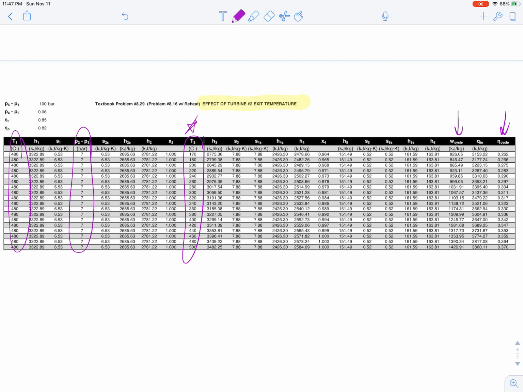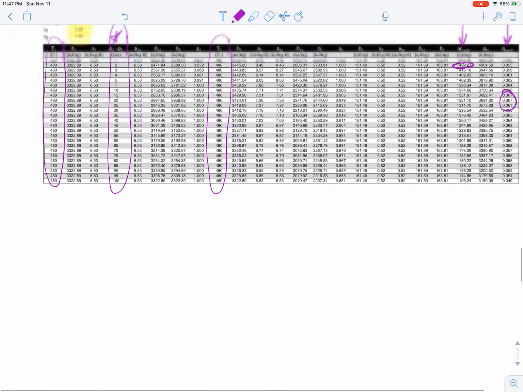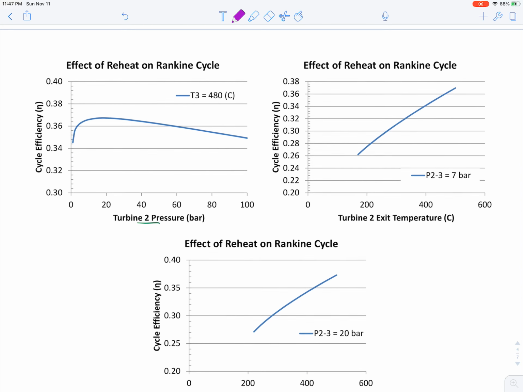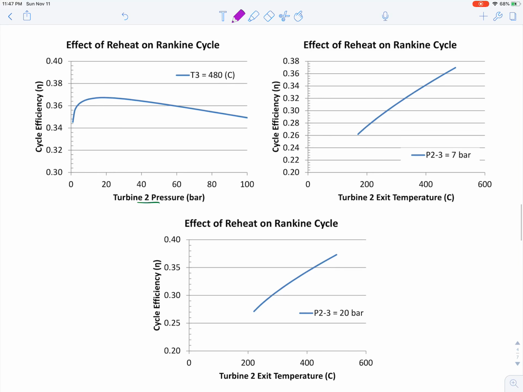Now tables are fine. Sometimes charts give us better overall understanding of what's happening. So I'm providing 3 figures here that explain those 3 things we just looked at. The first one here, I've got the turbine 2 pressure, which is what I'm varying, the intermediate pressure. And I've chosen the superheat of 480 Celsius, and I want to see how that affects the cycle efficiency. And you can clearly see there's a maximum, and it's around 20 bar for the intermediate turbine pressure.